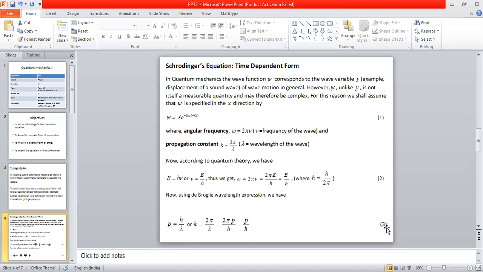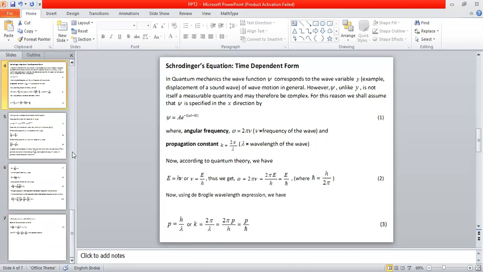This is equation 3. What we are going to do now is insert equation 2 and equation 3. Equation 2 is the equation for angular frequency omega, which is given by E by h cross.